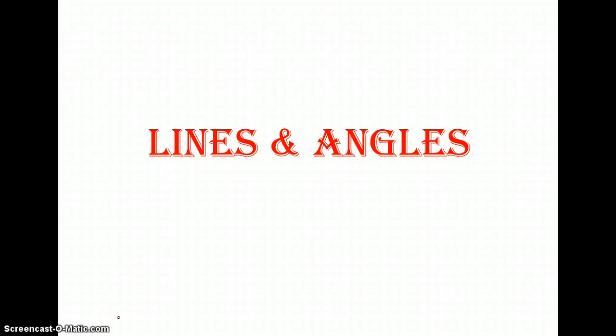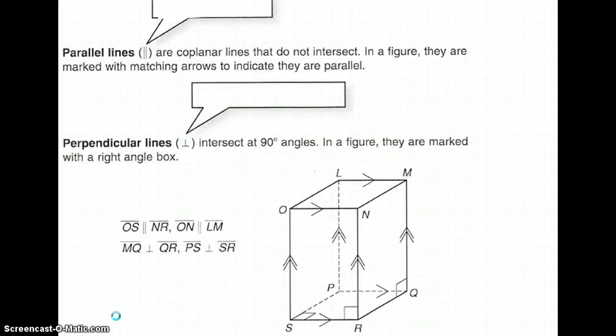Our next lesson, we're going to deal with lines and angles. So looking at some new vocabulary: parallel, perpendicular lines, and also angle pairs. If you look at the first part of your handout, you'll see we have parallel lines. Parallel lines are coplanar lines that do not intersect. In a figure, they are marked with matching arrows to indicate that they are parallel.